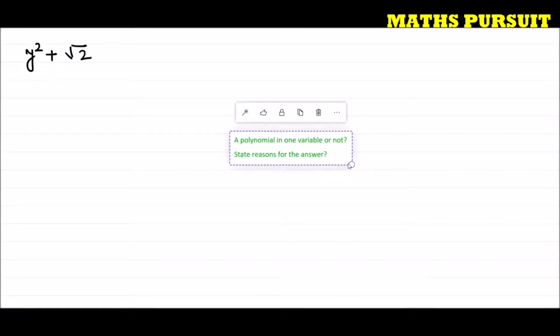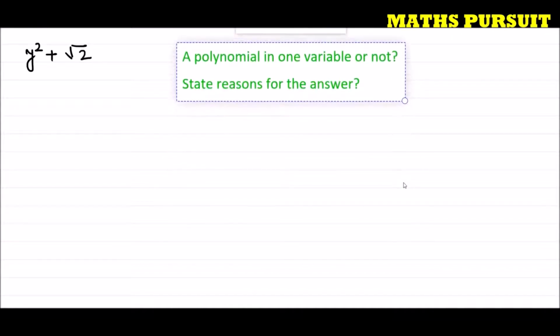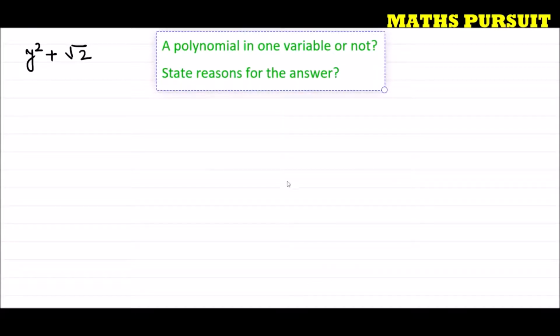Here the question has given us y to the power 2 plus root 2, and the question is asking us to do two things. What are these two things? The question is asking us to find out if this is a polynomial in one variable or not, and we need to state the reason for this. One is whether it is a polynomial in one variable or not, and the second thing is we need to state the reasons for the answer.